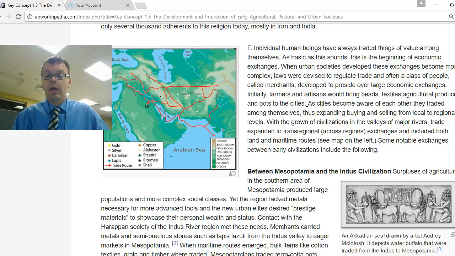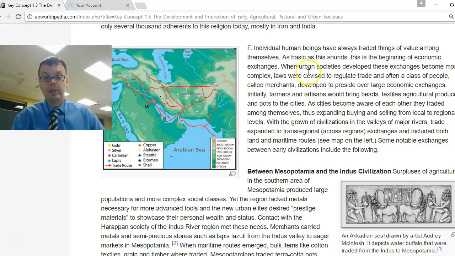There we go. As cities became aware of each other, they traded among themselves, thus expanding, buying, and selling from local and regional levels. With the growth of civilizations, that's a typo, with the growth of civilizations in the valleys of major rivers, trade expanded to trans-regional, across different regions, exchanges, and included both land and maritime routes.